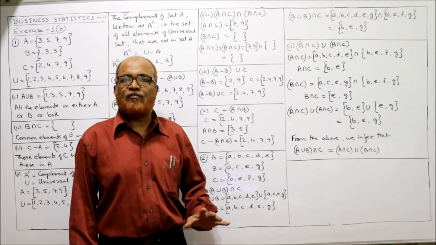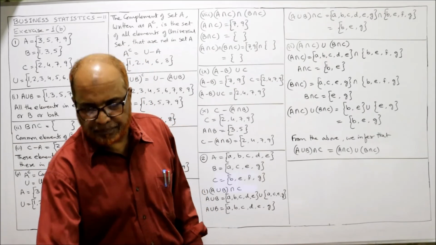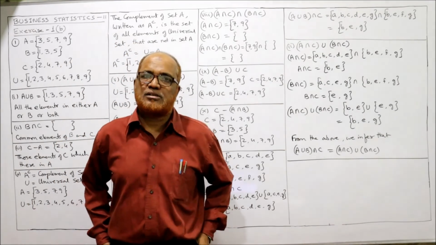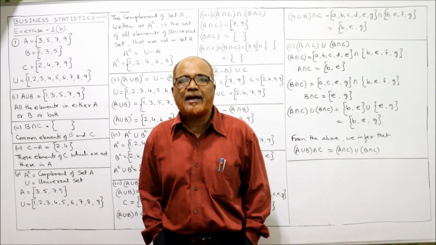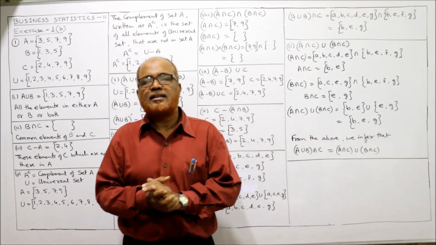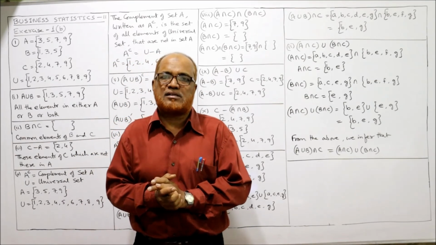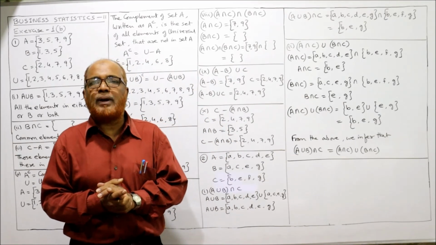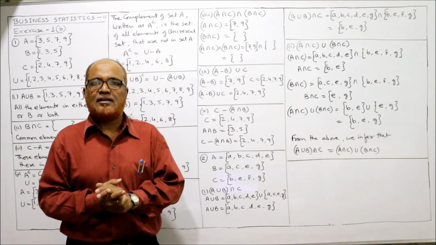So this is the end of the second problem on set operations. In these two problems I've explained how to calculate the union of two sets, how to calculate the intersection of two sets, and how to find the complement of a set.